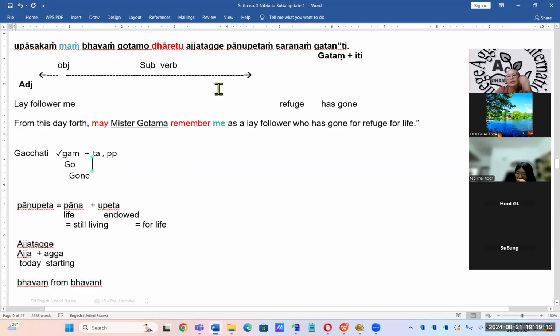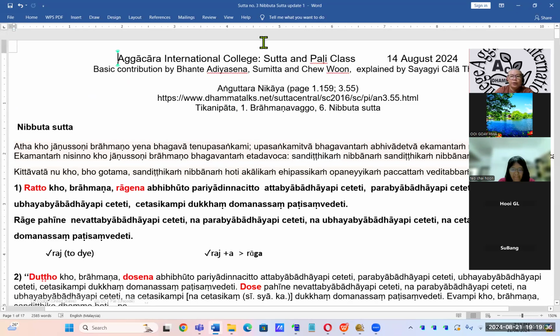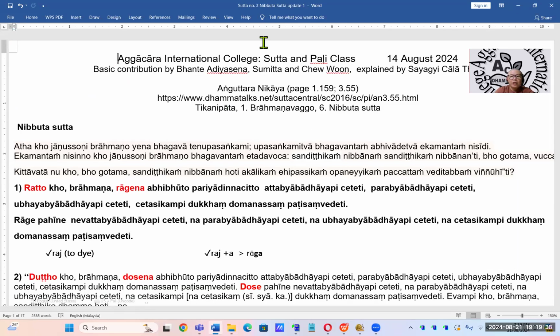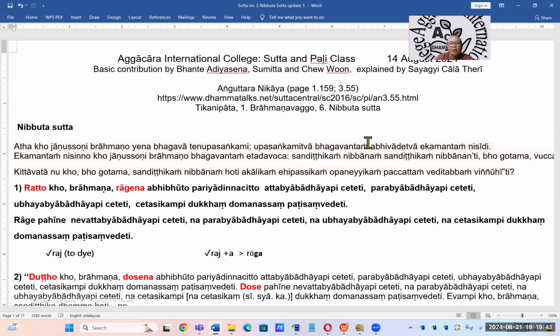So when we analyze like this, first you get to know the Pali sentence and you get to know the Dhamma. From this sentence, we know that before that, he was not the Buddha's disciple, but he was very respectable. He respected the Buddha a lot. Why? Because you can see at the beginning how he approached the Buddha. After he approached the Buddha, abhivadetva, okay, he paid homage to the Buddha.